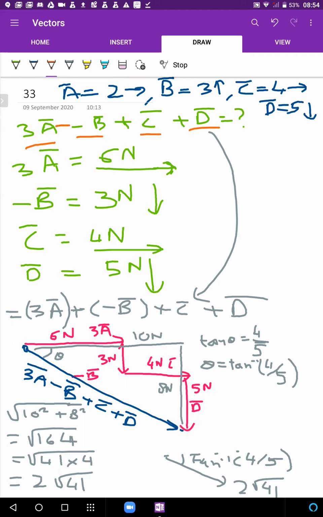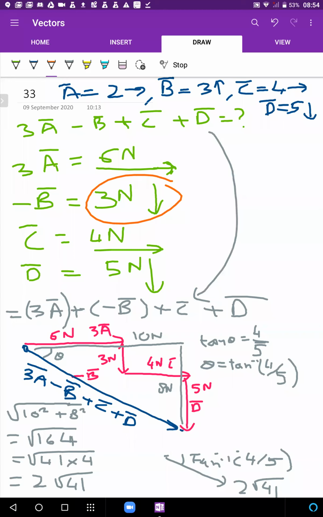ठीक है, I can put a plus sign over here. It's not going to change the question. So I'm going to add these 4 vectors. 3a bar, minus b bar, c bar, d bar. What is 3a bar? I have a bar as 2 towards right. So 3a bar is 3 times 2, 6 towards right. What is minus b bar? B bar is 3 upwards, minus b bar is 3 downwards.